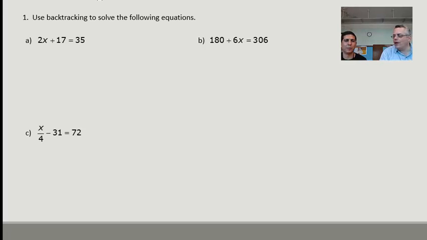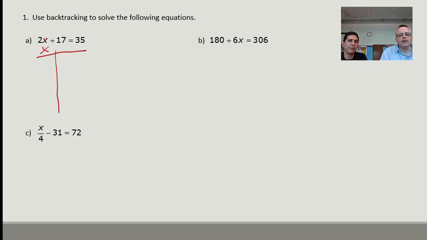In order to do backtracking, you have to understand what the equation is saying. We want to find some number. We don't know what the number is, so we have a variable x to represent it. We're going to multiply it by 2, add 17, and we're supposed to end up with 35. We're going to work backwards to figure out what it should be. So we're going to make a table. That's how we write our backtracking.